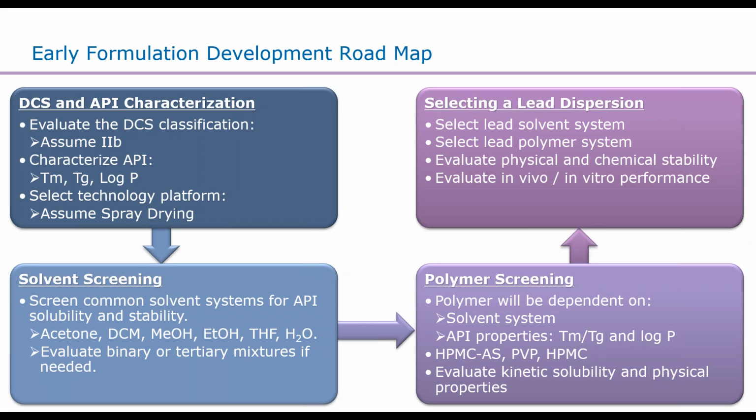You will also want to evaluate different polymers. Your choices may be limited or directed to certain polymers based on the properties of the API and the chosen solvent system. You can make small batches of SDD with the various polymers and then compare those for kinetic solubility, stability, and physical properties to help narrow down your choices.